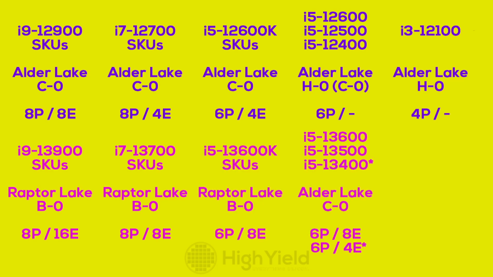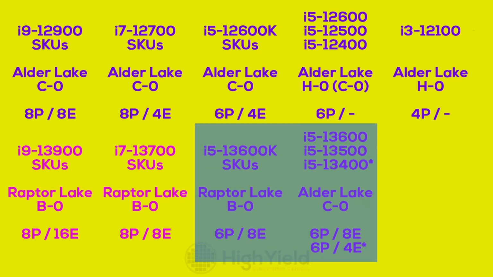But this time the differences are harder to spot. We already talked about the fact that the Alder Lake i5 12600K is based on the larger C0 die, while the similarly named 12600 is based on the smaller H0 version. But this difference is also obvious when we look at the specs of these CPUs, since the 12600K is a 6+4 configuration, while the 12600 non-K has no E cores at all. But when we compare the i5 13600K with the 13600, both CPUs have the same 6+8 configuration. Only this time the 13600K is based on the new Raptor Lake B-0 die, while the 13600 is using the older Alder Lake C-0 die.